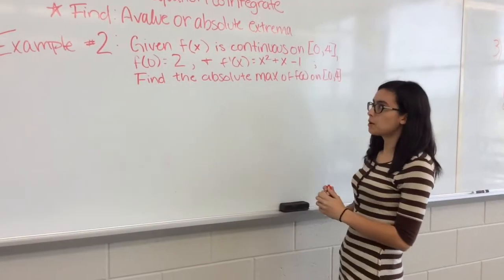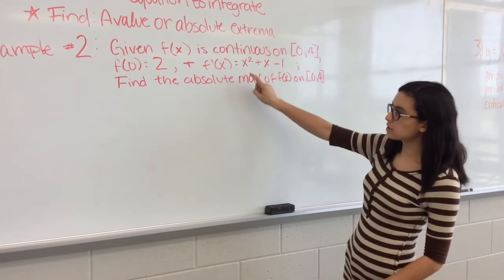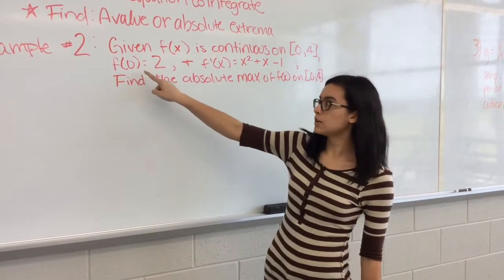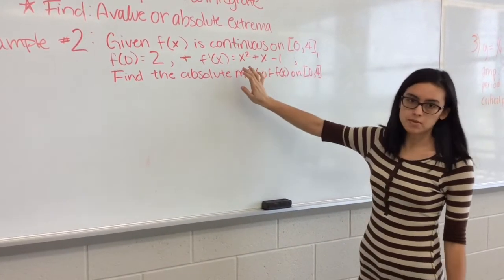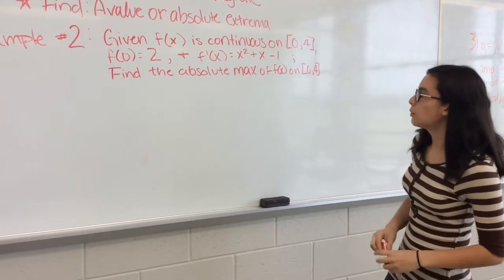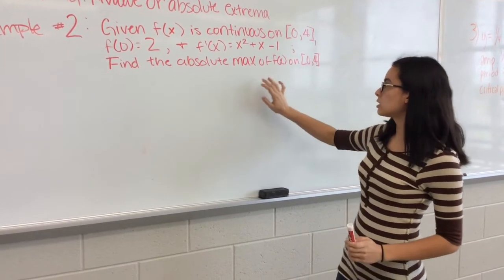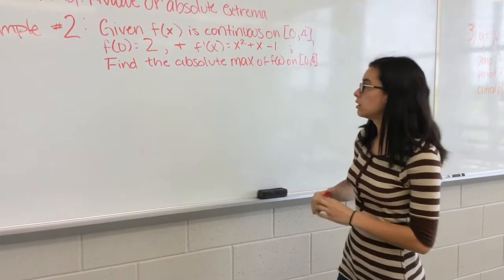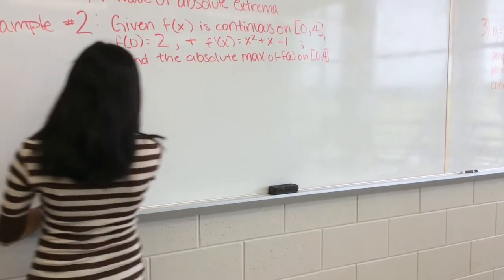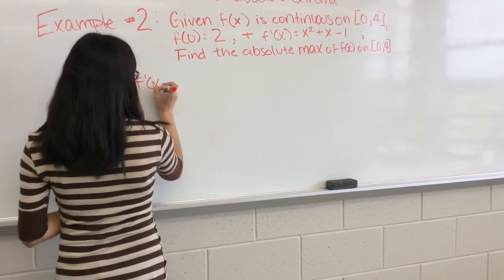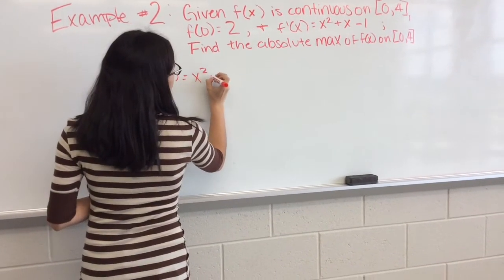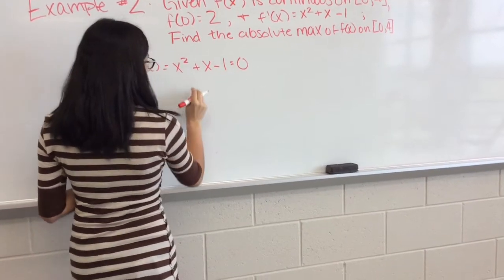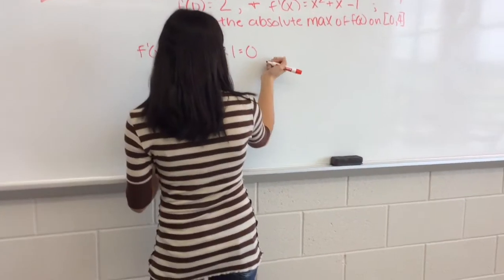Okay, so in this problem, we are given that f of x is continuous on 0 to 4, the initial value f of 0 equals 2, and what f prime of x equals. And we're told to find the absolute max of f of x on 0 to 4. So we're going to start out by finding the critical numbers. To do that, we're going to set f prime of x, which is x squared plus x minus 1, equal to 0. And to do this, we're going to factor.